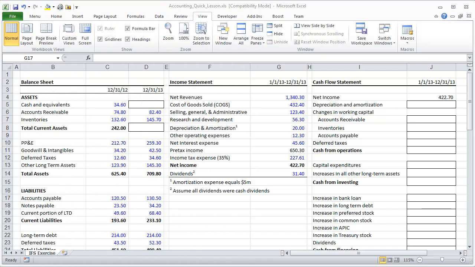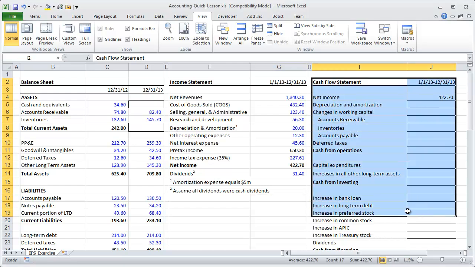In this quick lesson, I'm going to show you how to build a cash flow statement from a given income statement and a given balance sheet. This actually represents one of the more foundational types of exercises that you'll need to master if you want to do more advanced financial modeling or even really basic financial modeling. So I've given you a simple balance sheet, a simple income statement, and an empty cash flow statement.